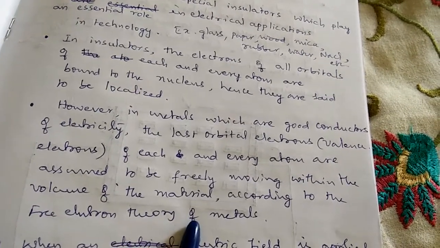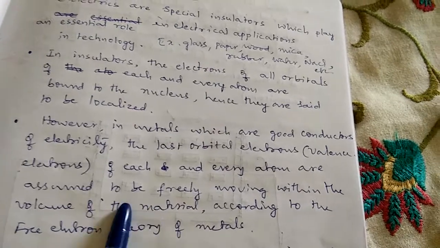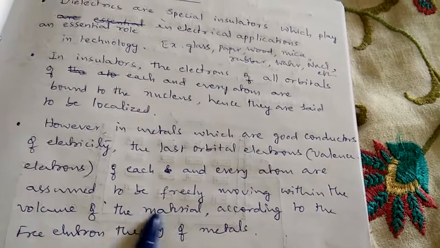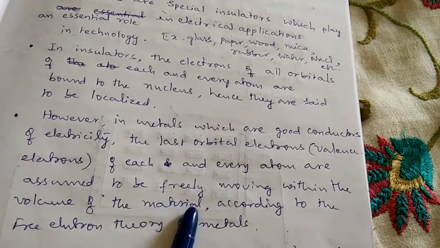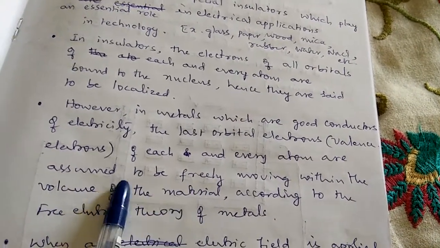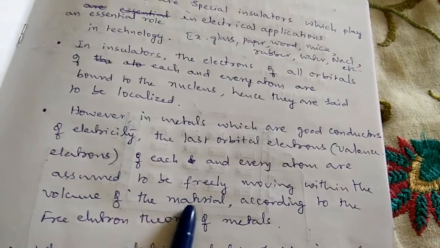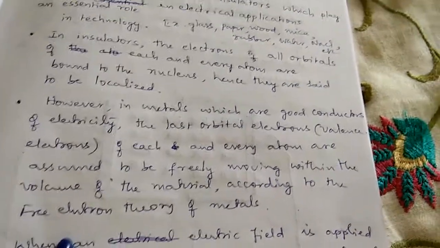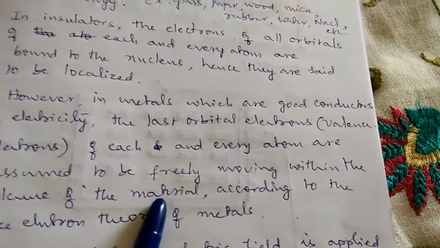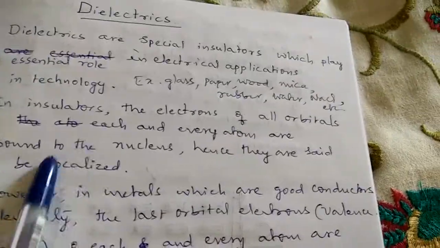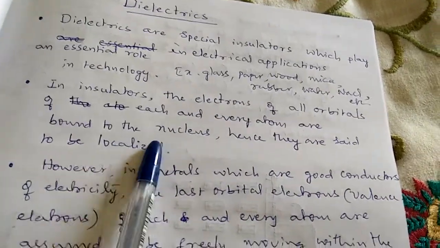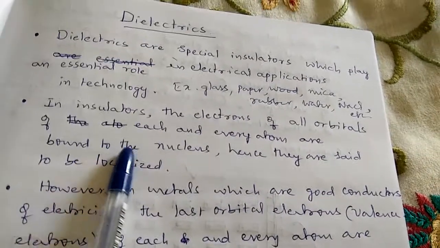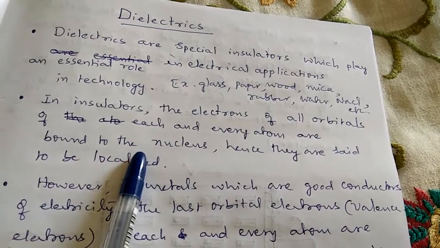That is known as Drude's model, wherein the last orbital electrons are assumed to be free, and they are moving within the volume of the material freely. They contribute to the conduction of electricity. But in case of an insulator, they are said to be localized. They are bound to the nucleus, so we won't get any free electrons here. So they are known as insulators.